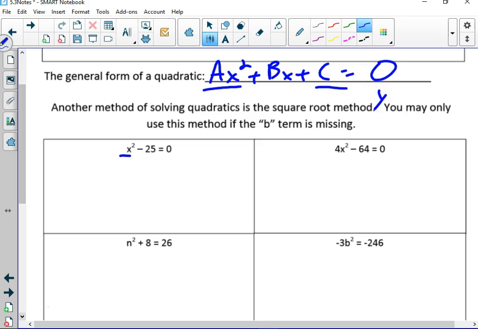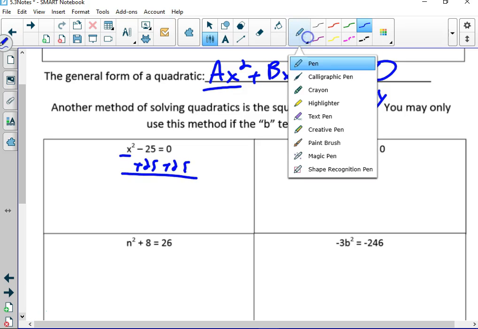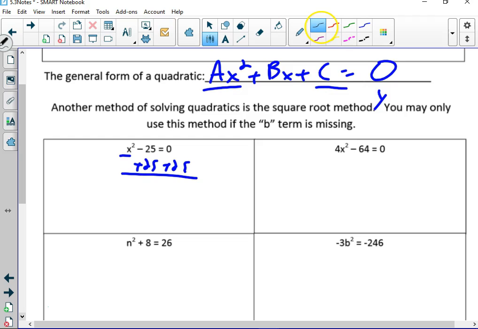So just as if this was x minus 25 equals 0, you'd add 25. You're going to start off the same way. Plus 25, plus 25. Okay? That's going to cancel, giving you x squared equals 25.